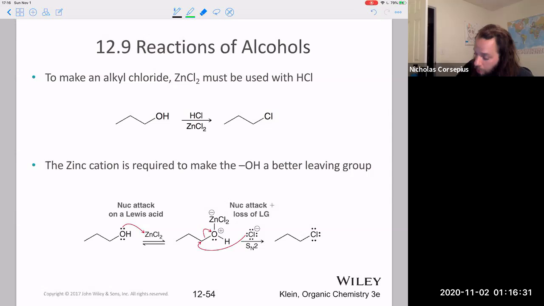Okay, so HBr works by itself. With HCl, you want zinc chloride in to help catalyze that reaction. But again, the whole idea is that you're making your alcohol group into a good leaving group before you have that nucleophilic halide ion coming in and substituting.